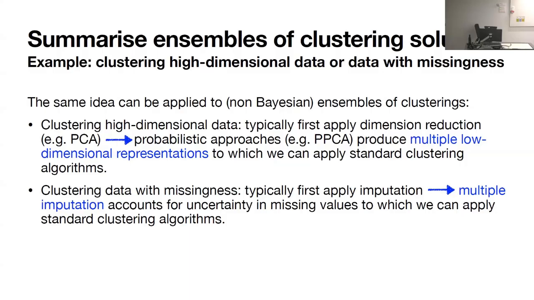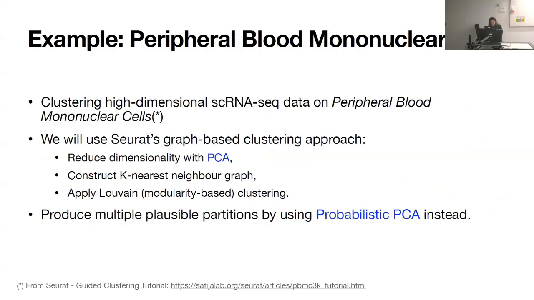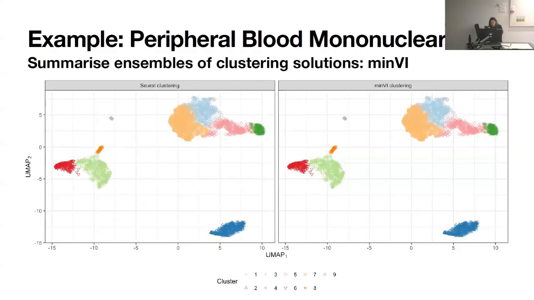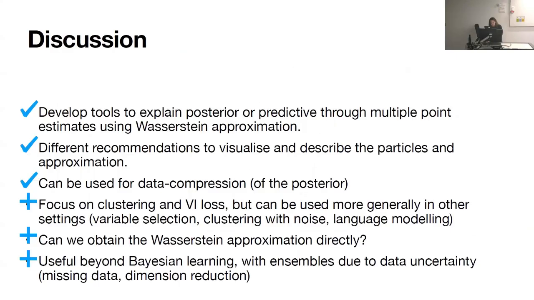Another example that we're looking at is missing data. Typically we first apply imputation like the mean, and then we would do some clustering algorithm. If we did multiple imputation to capture our uncertainty of these missing values, then we'd run the clustering algorithm for each of these, and this could capture the uncertainty due to the missing data. Okay, so apologies for this skipping.